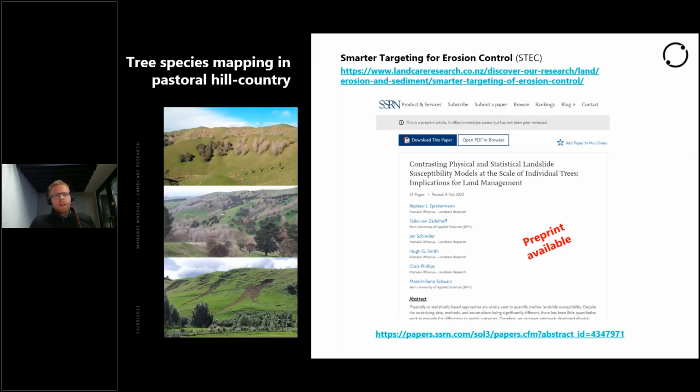So the last case study I would like to present is tree species mapping in pastoral hill country. This is a collaboration with the team from the Smarter Targeting for Erosion Control program. And Raphael and Falco prepared a paper which compares two landslide susceptibility models at the scale of individual trees. This paper was recently submitted to a journal, but the preprint is already available online. So feel free to have a look at that paper if you want to know more.